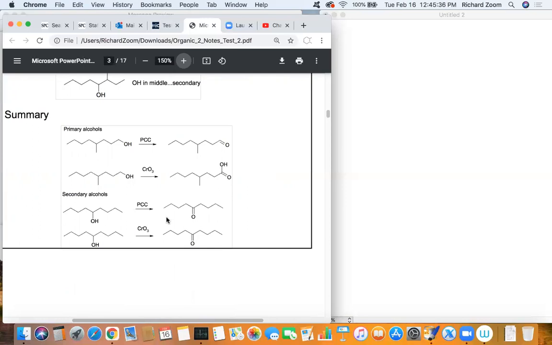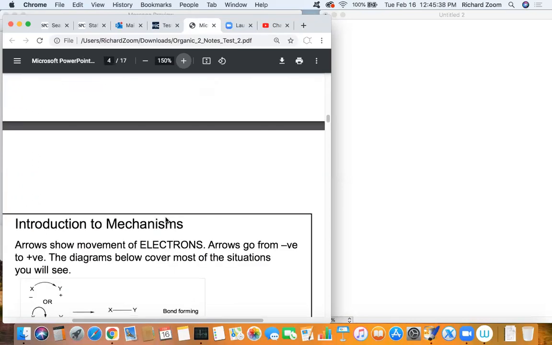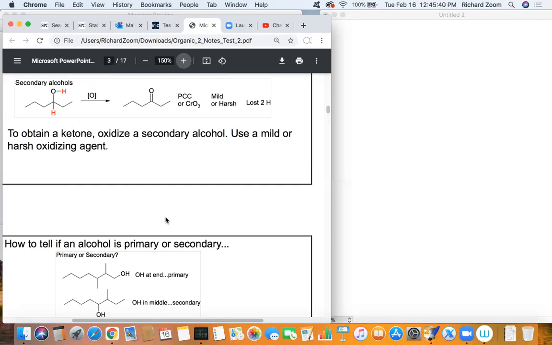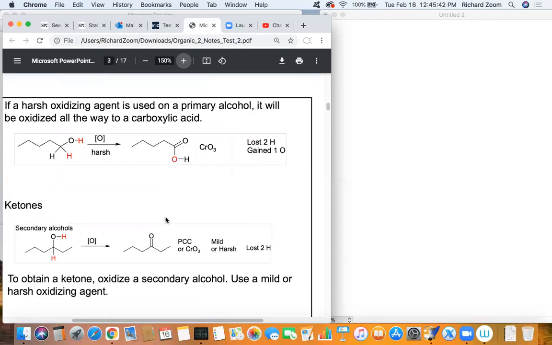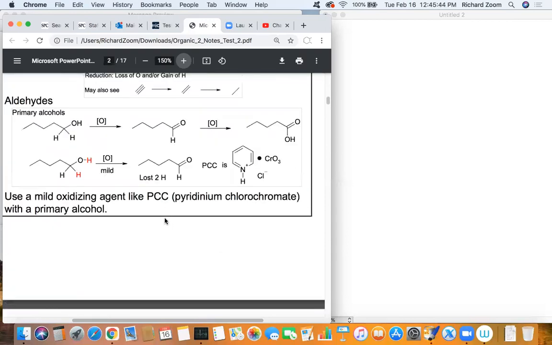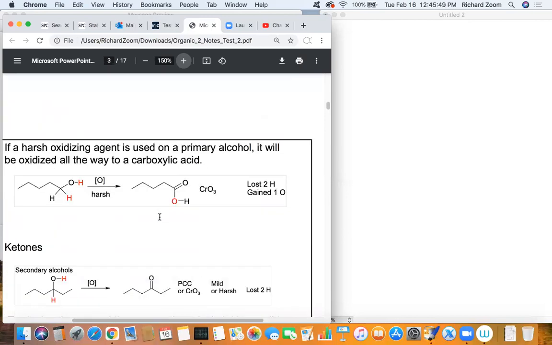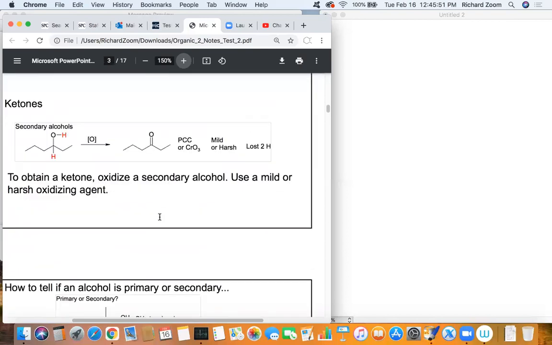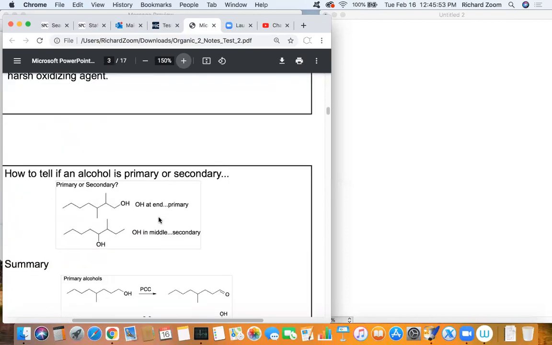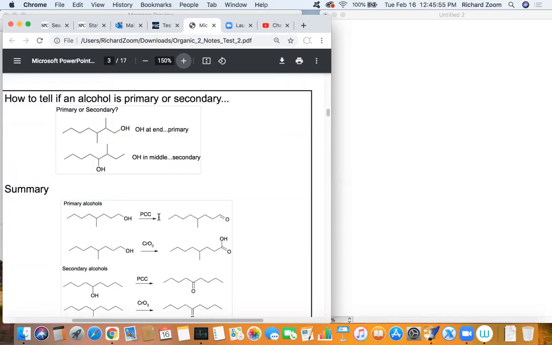What happens with tertiary? Let me see. I thought I might have shown this here. Well, tertiaries have 0 hydrogens in the oxidative position. But I don't think I have it anywhere here. I thought I had it, but I don't.